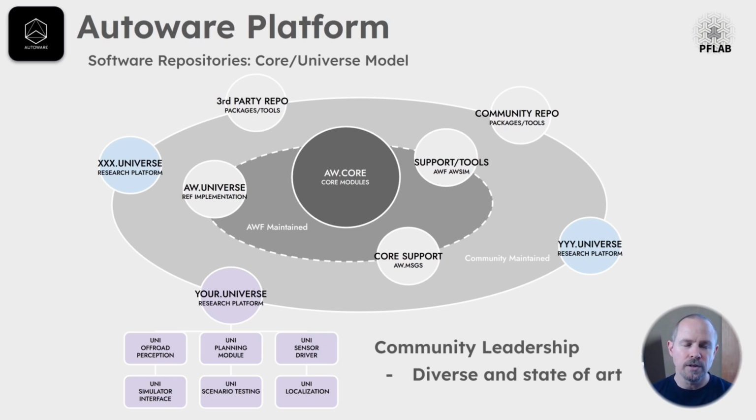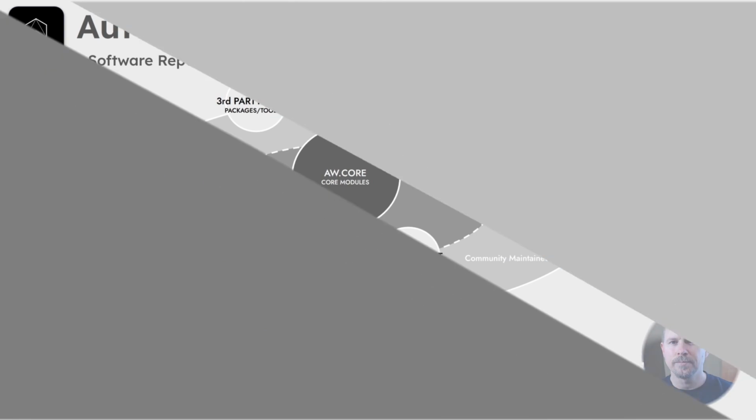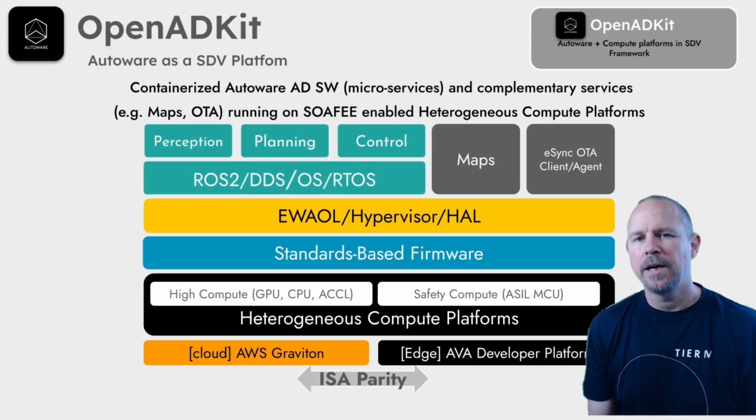You may want to specialize in planning research, so you develop a planning module, and then you can pick and choose with the different modules from Autoware Core or the other third-party universe software. This allows for community leadership in developing Autoware and provides for a diverse ecosystem and quickly allows the contribution of state-of-the-art technology.